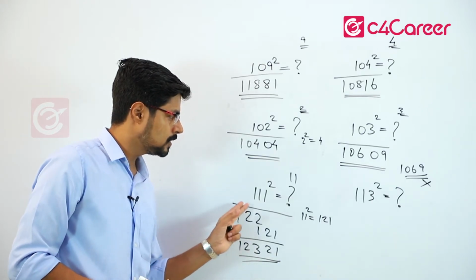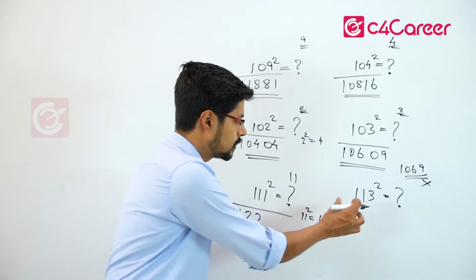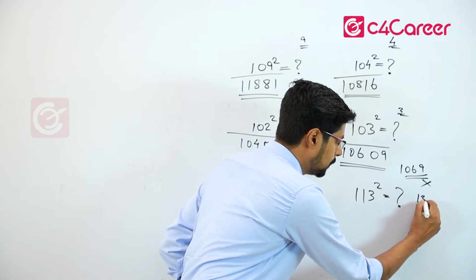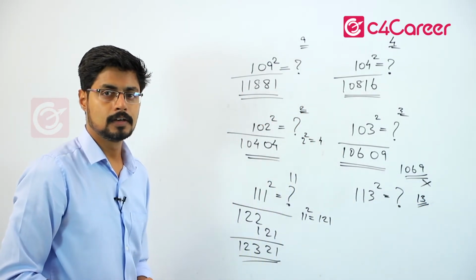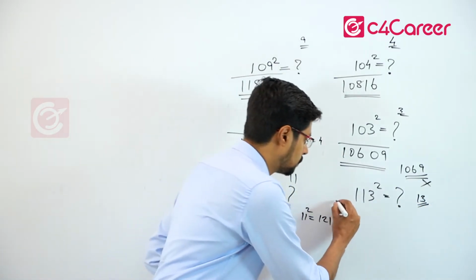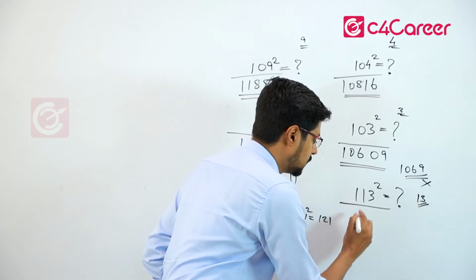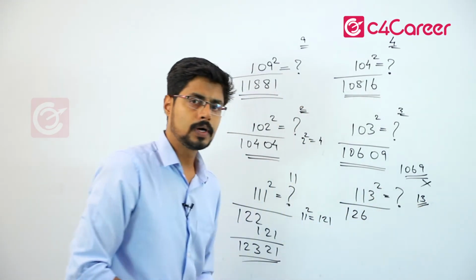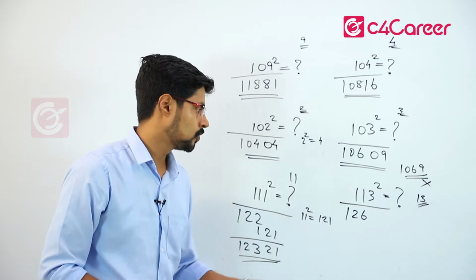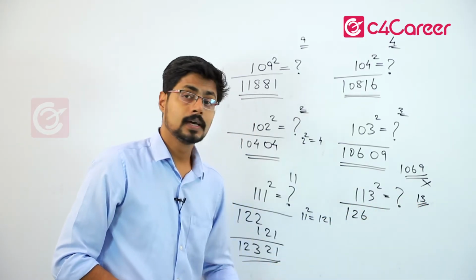Let's look at a similar example like this. Here, what is the difference? The difference is going to be 13. So the first part, 113 plus 13, that is 126. No change to the first part. It is always 113 plus 13, that is 126.